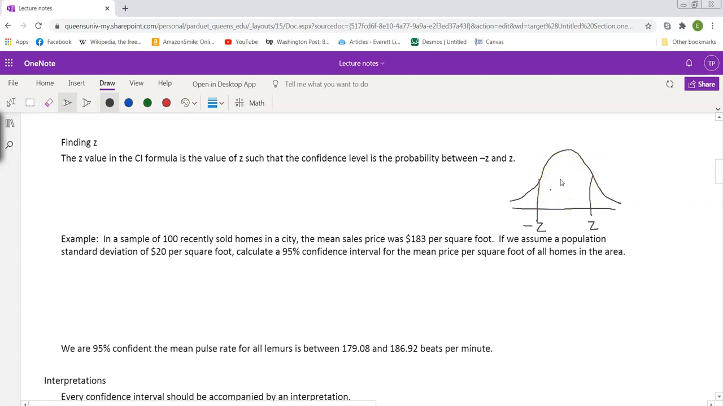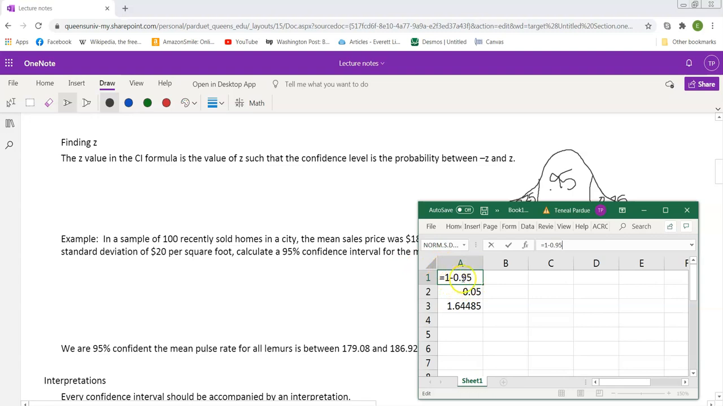So if we want this to be 0.95 for a 95% confidence interval, 0.95 is in the middle, and that means we've got 0.025 in each tail. So we first need to find 1 minus this confidence level, divide it by 2 to get the amount in each tail. So that's what we did here. We did 1 minus the confidence level, and then divided it by 2, and that goes in this cell.